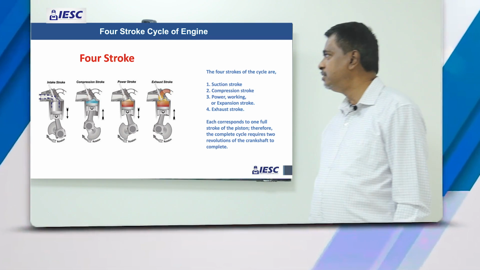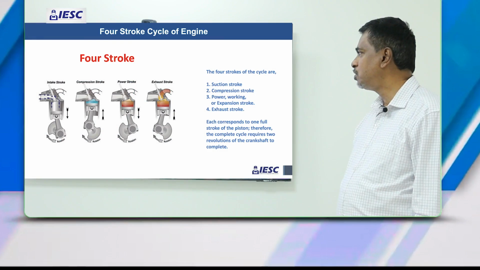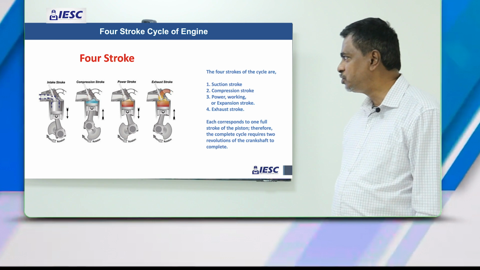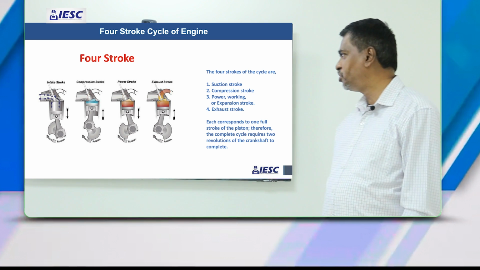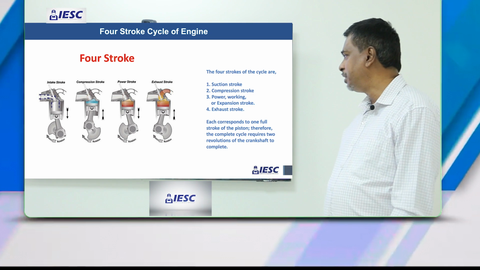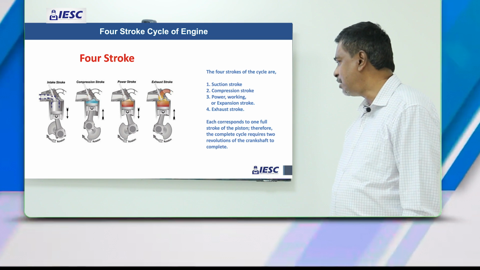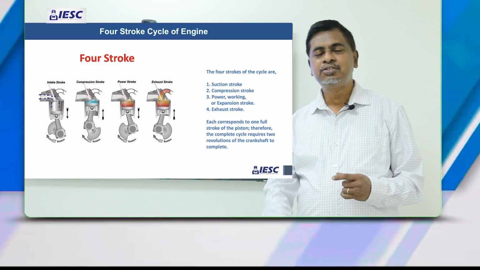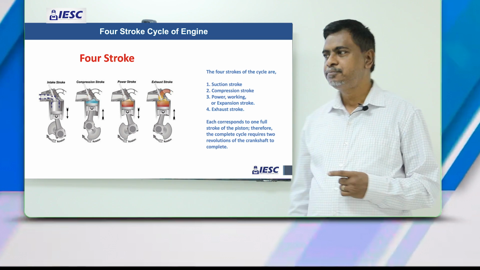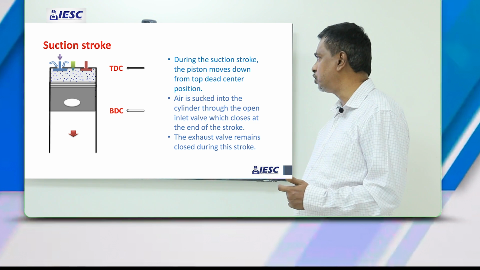Now we can see the four strokes, how it functions. The four strokes are called suction stroke or intake stroke, compression stroke, power stroke, and the last one is the exhaust stroke. Each corresponds to one full stroke of the piston. Therefore, the complete cycle requires 2 revolutions of the crankshaft to complete. Now we will start with the suction stroke or the intake stroke.